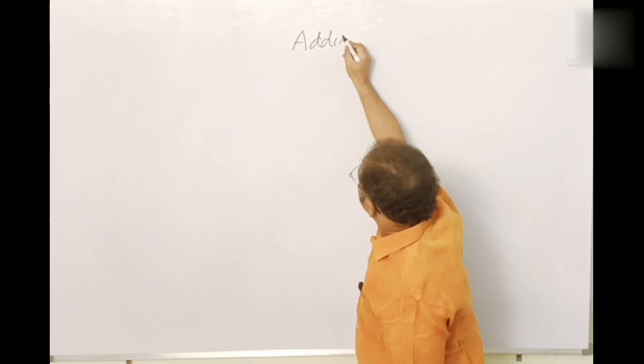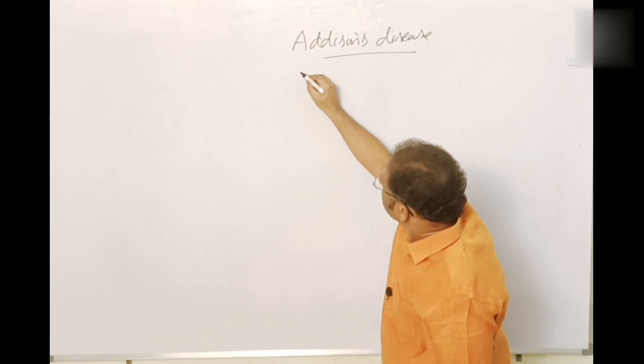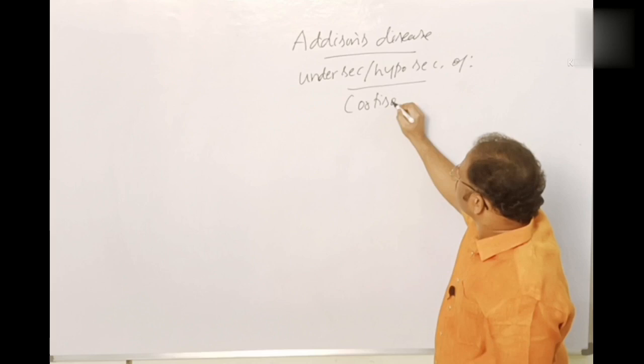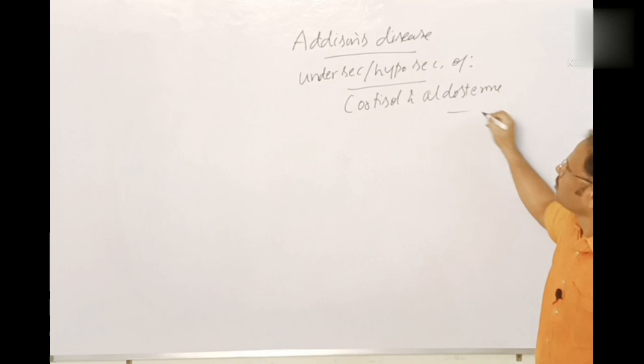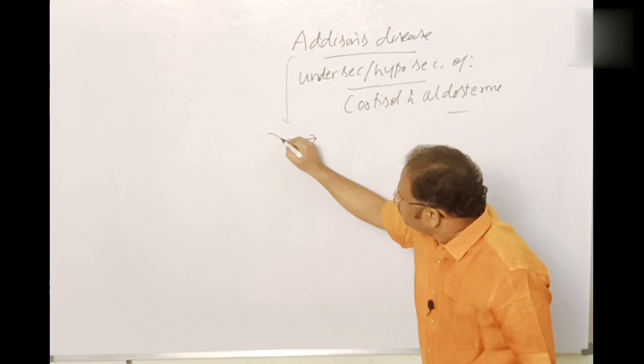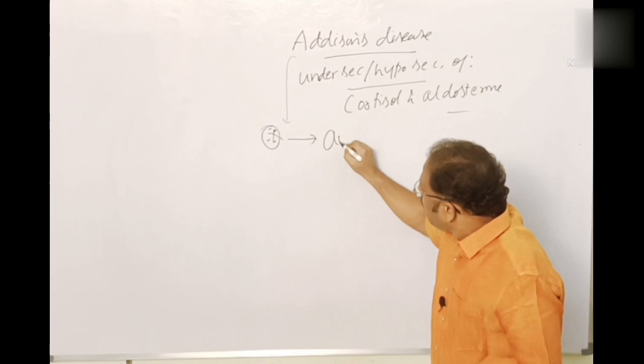So now, Addison's disease is because of the undersecretion or hyposecretion of cortisol and aldosterone. Why? What's the reason? There is an underlying reason. You have to remember that Addison's disease in most of the cases is an autoimmune disorder. Very important point. Addison's disease in most of the cases is an autoimmune disorder.